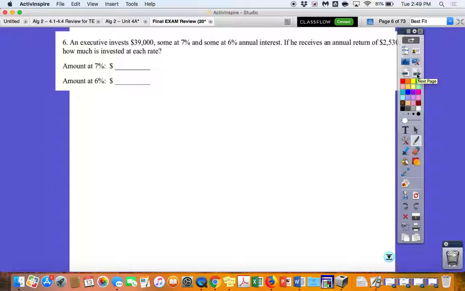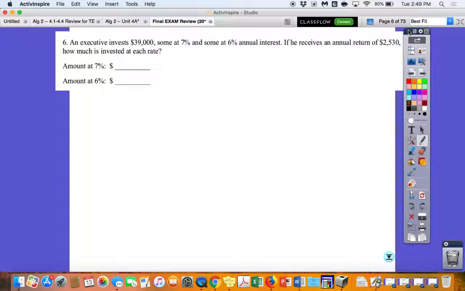Okay, so here we go. An executive invests $39,000, some at 7%, some at 6% annual interest. If he receives an annual return of, I can't see that. There we go. $2,530. How much is invested at each rate? This is based on I equals PRT, not those big fancy ones that we did at the end with compound interest and all this. This is simple interest. So that's the reason it's using this one. So this is called simple interest.